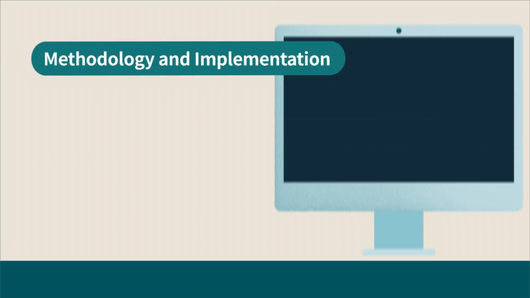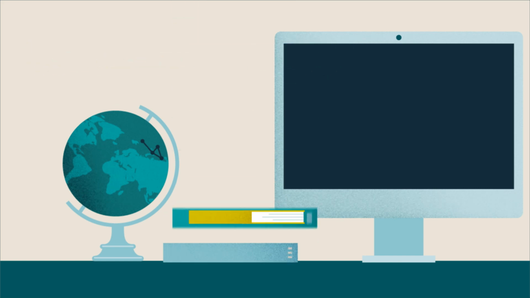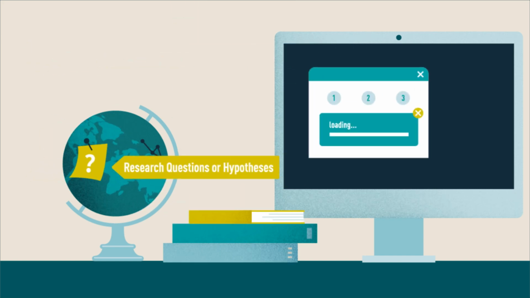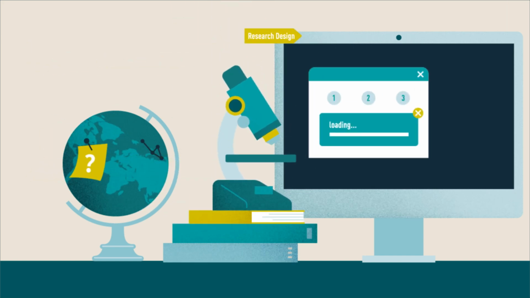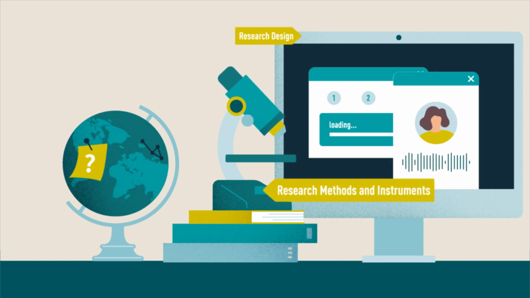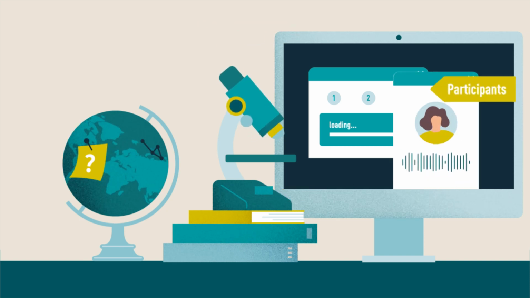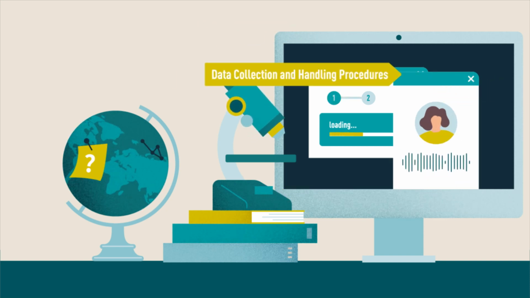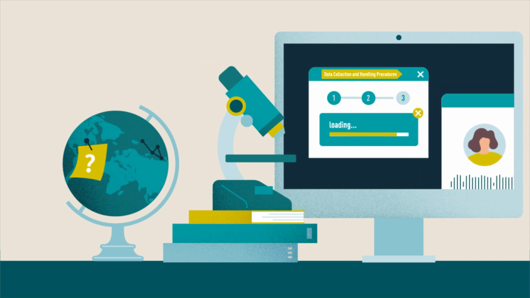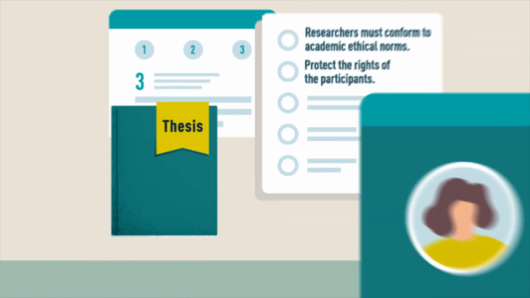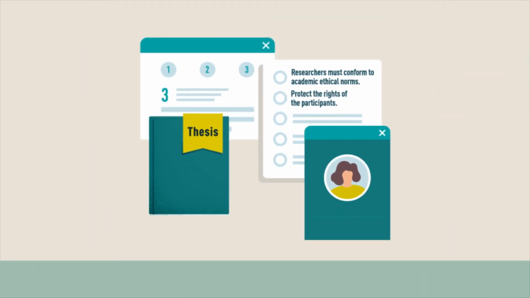The methodology and implementation section generally includes research questions or hypotheses, research design, research methods and instruments, participants, data collection, and handling procedures. During the execution of studies, researchers must conform to academic ethical norms.